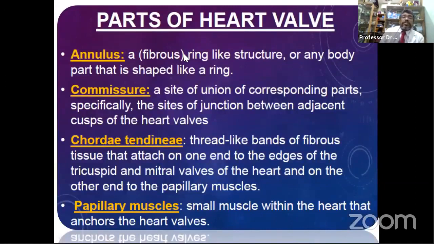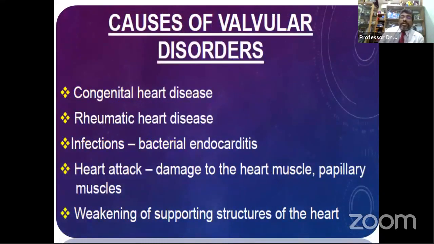So what are the parts of a heart valve? These are the annulus, commissures, chordae tendineae, and papillary muscles. But these are actually of the tricuspid or mitral valve. Papillary muscles are usually absent in the aortic and pulmonary valves.